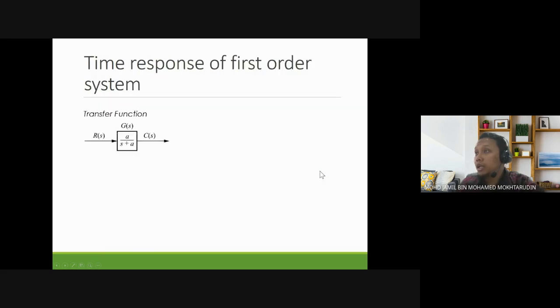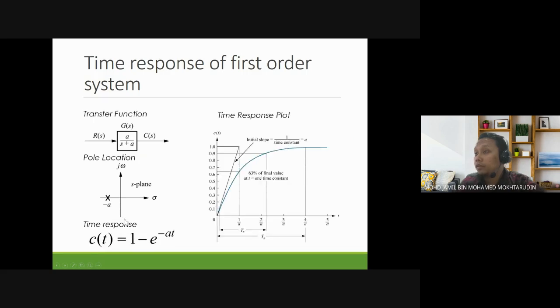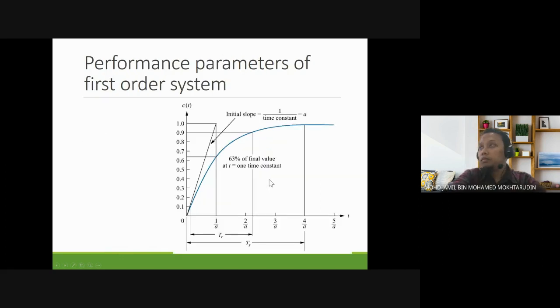Okay, so let's look at more detail about this. If you have the time response, then you can plot the graph of the time response. There are some constants that you need to find that actually describe the properties of the time response. We call those parameters or constants the performance parameters, the performance parameters of the first order system.